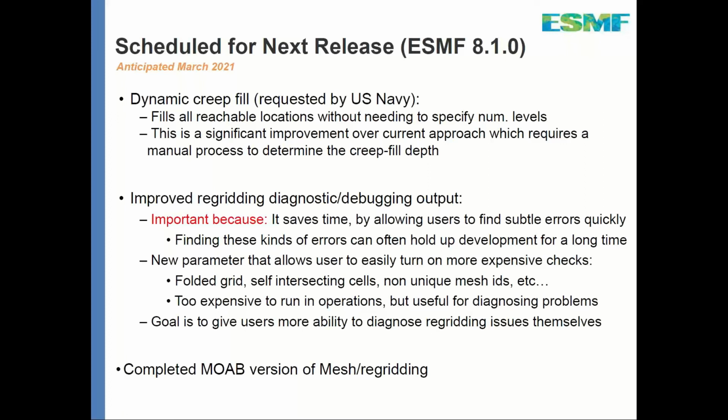Another thing we want to add is a way for users to turn on more expensive testing in the regridding. Right now, we do whatever checks we can in the regridding that aren't extremely time expensive. But we want to have a way for the user to turn on a flag so that we can do some of these more expensive checks, like checking to see if the grid overlaps itself, or checking for consistency of coordinates across all the processors.